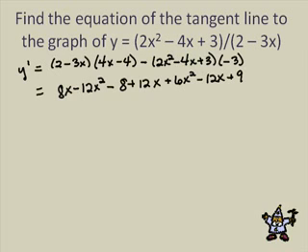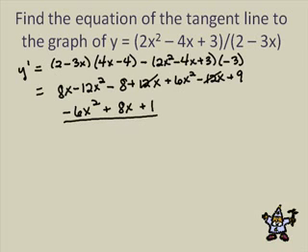Combining a little bit more. Negative 12x squared plus 6x squared, so negative 6x squared. Minus 12x and plus 12x, so I have another 8x. And minus 8 plus 9, so plus 1. That's our numerator, all over the denominator squared. So that is our derivative.